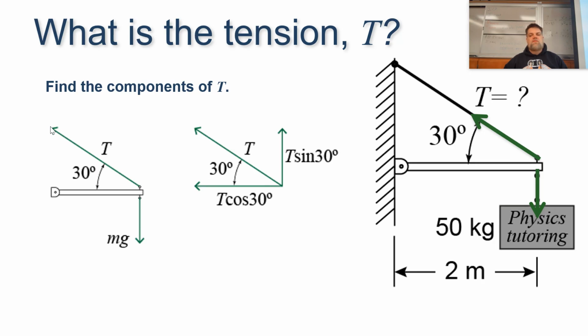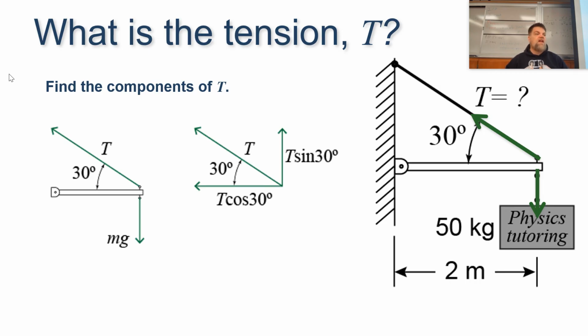Right? If we're thinking about the pivot point, this pivot point right here is going to have a force that goes this way. And then also the weight of the sign is going to pull down this way. Well, the tension force can be broken down into its x and y components. And we just do a little geometry there.